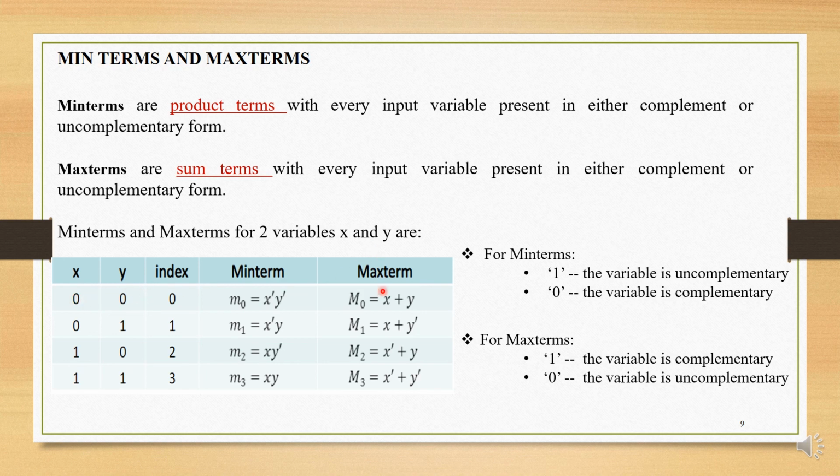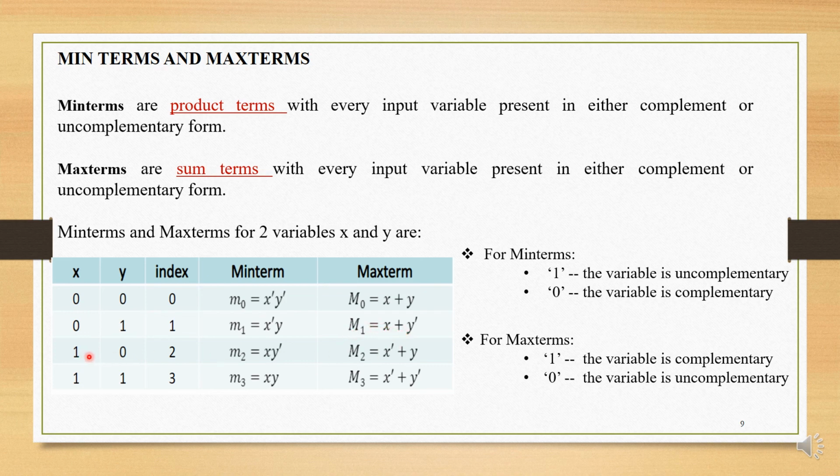Now let us first concentrate on the last column representing max term, and look into the input variable values x and y. Let's start with the first combination, x equal to 0, y equal to 0. Therefore, 0 while representing max term is an uncomplimentary variable and max term is a sum term. Therefore, capital M naught, max term is represented by capital M. Capital M naught equal to x plus y. Now, let's go for the second combination, that is 0 and 1. 0 is uncomplimentary, 1 is complementary in representing max term. Max term is a sum term, therefore M1 will be equal to x plus y bar.